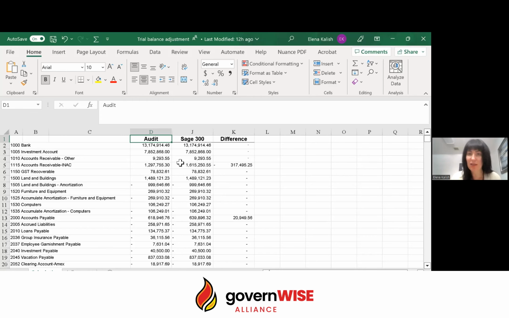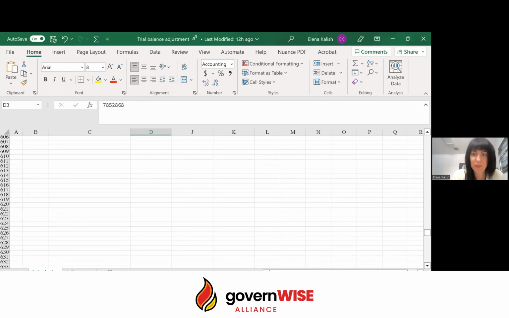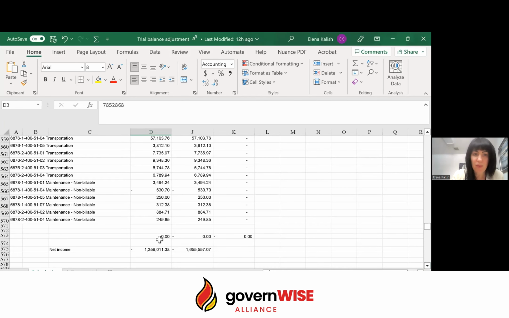Because it happens. You get a bill that's dated last year, even if it's a tiny bill, you post it with a bill date, but oops, now your records don't agree to the audit again. Okay, so what do we do here? Well, my first column is the audited trial balance, right? You'll see that right at the bottom here, my net income agrees to the auditors.